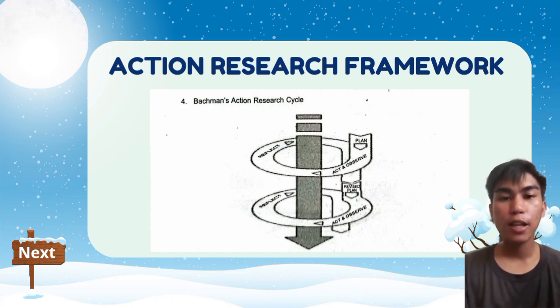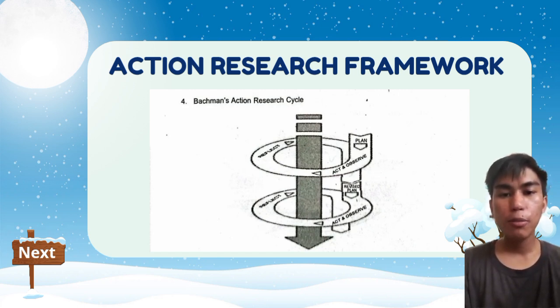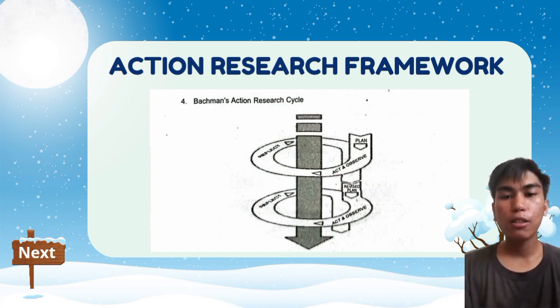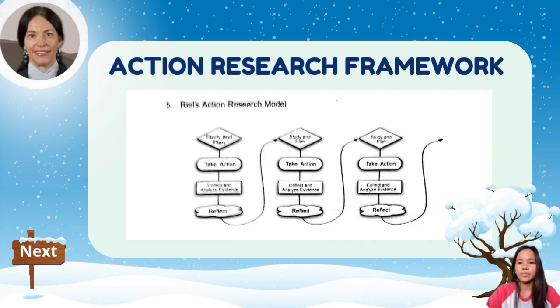In this model, the teachers begin by identifying a specific problem in the classroom. For example, students may have difficulty understanding grammar or pronunciation. Next, the teachers plan an intervention or strategy to solve the problem. This might include using new teaching techniques, activities, or instructional materials. After planning, the teacher implements the action in the classroom. During this stage, the teacher observes how students respond to the strategy and collects data, such as test results, classroom observation, or student feedback. So next, we have the Riel's Action Research Model.